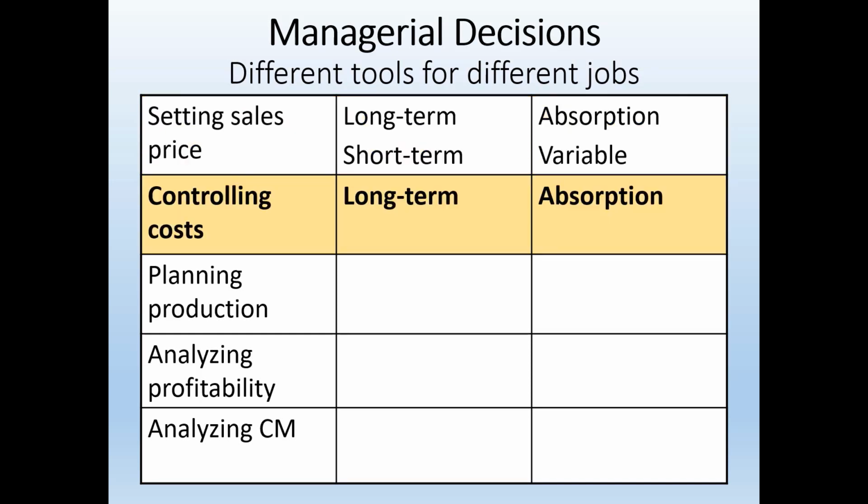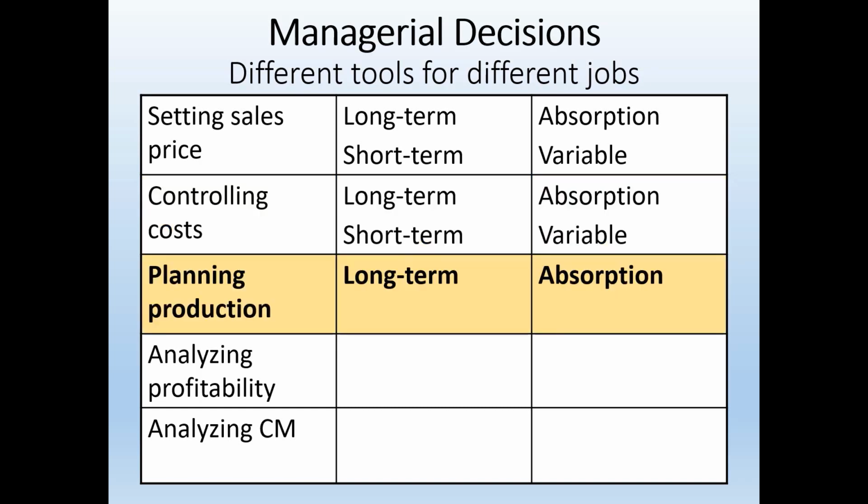When it comes to controlling costs, again, in the long term, we need to think about absorption costing. We want to make sure that we're getting good value for our fixed assets. But in the short term, variable costing is a better measure of whether we're using our costs wisely because the fixed costs are fixed in the short term.